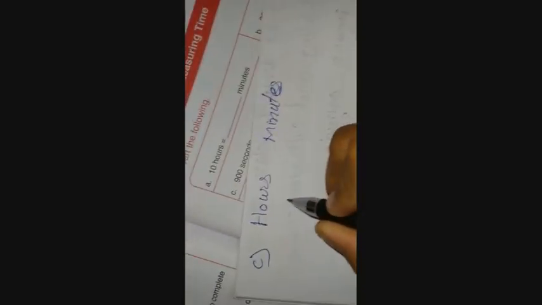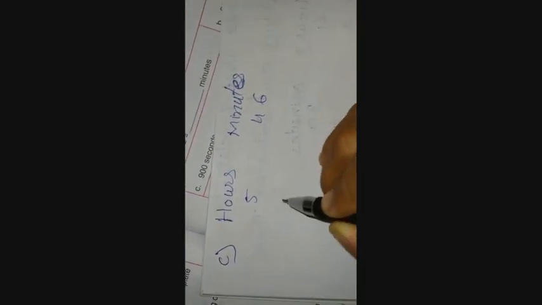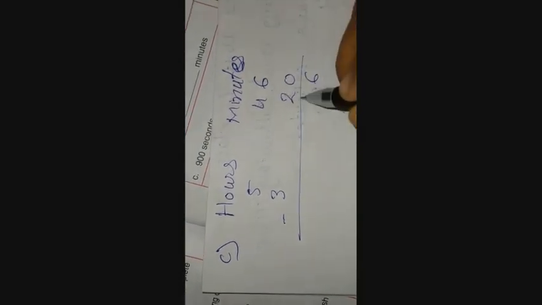Let's start that. So students, we have to write here C1. We have to write hours and minutes. In that, there will be 5 hours 46 minutes, 3 hours 20 minutes. 6 minus 0, 6. 4 minus 2, 4 on your finger, cut 1 and 2. Remaining number is 2. So we have to write here 2. 5 minus 3, 5 on your finger, 1, 2, 3, 4, 5. Cut 3, 1, 2, 3. Remaining number is 1 and 2. So we have to write here 2.